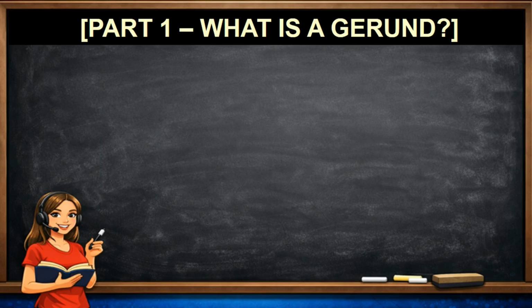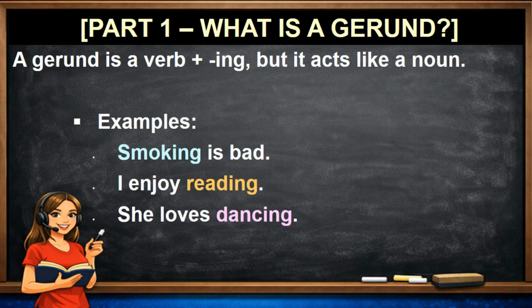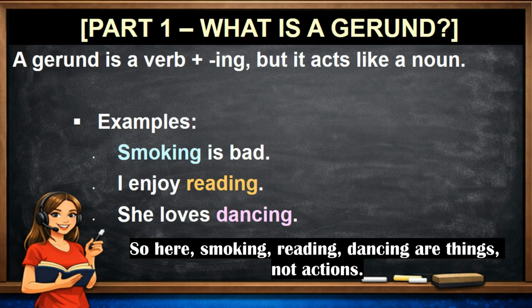Part 1. What is a gerund? A gerund is a verb plus ing, but it acts like a noun. Examples: smoking is bad. I enjoy reading. She loves dancing. So here, smoking, reading, dancing are things, not actions.